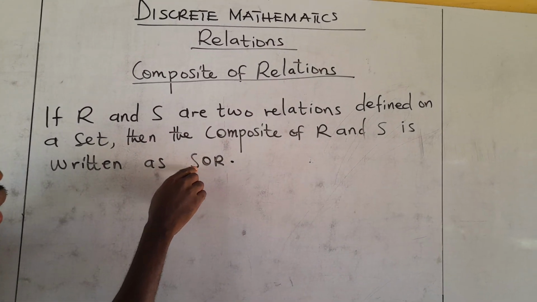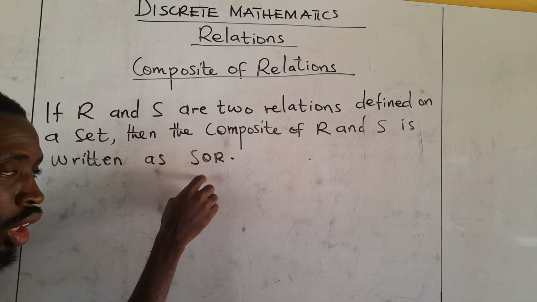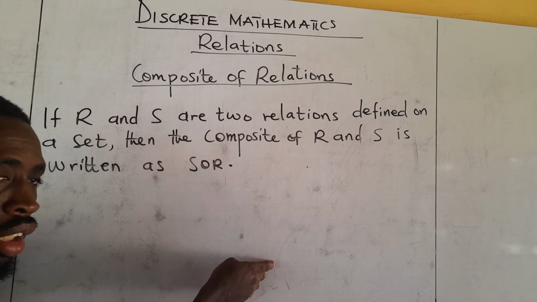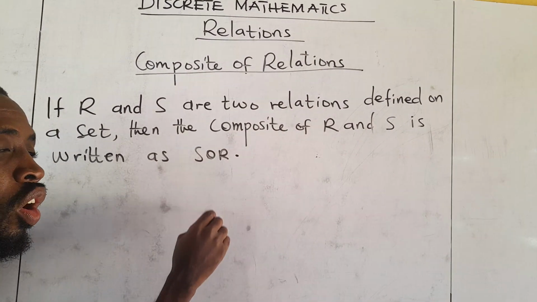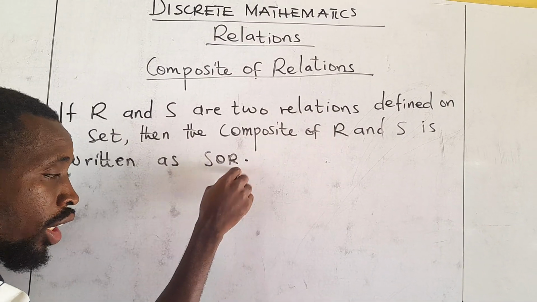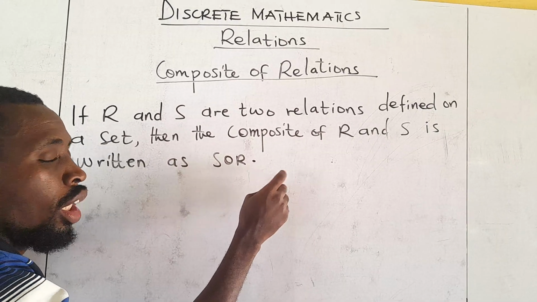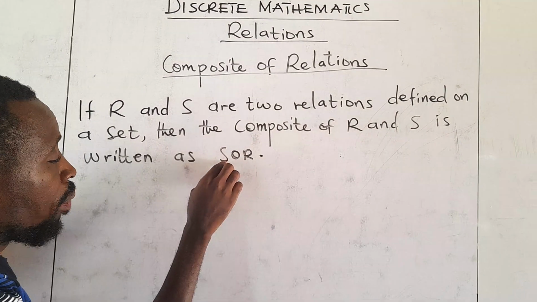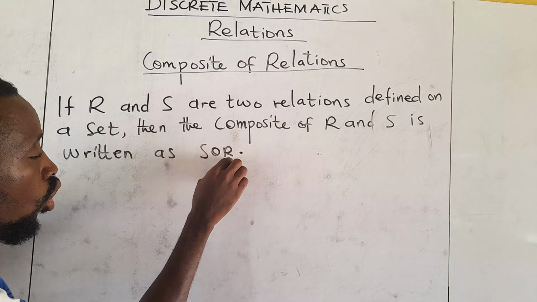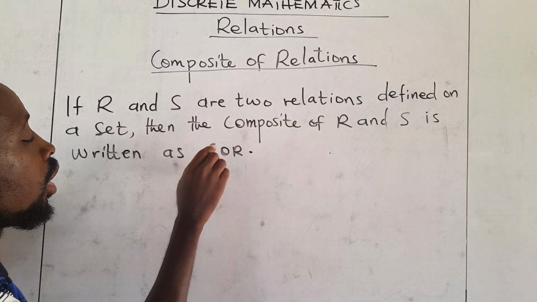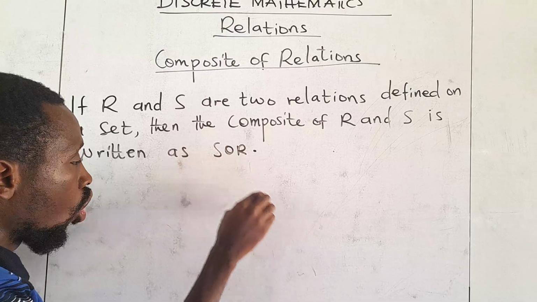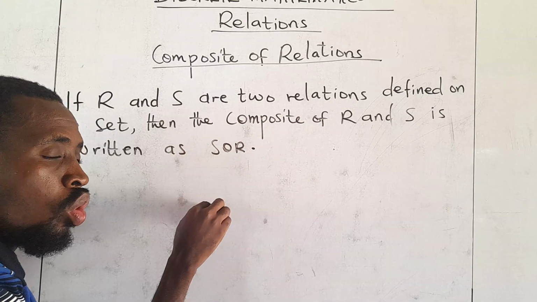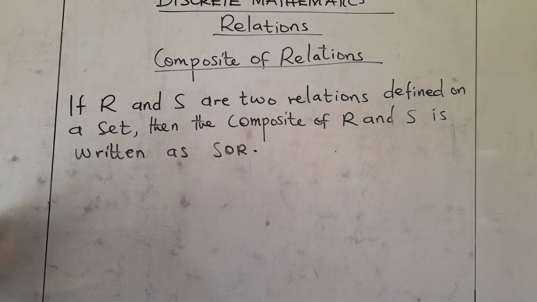If the second element of the ordered pair in R corresponds with the first element of the ordered pair in S, then the first element of the pair in R will relate to the second element of the pair in S. Let me take it again. You match each and every ordered pair in S against each and every ordered pair in R. If the first element of the ordered pair in S corresponds with the second element of the ordered pair in R, then the first element in R will relate to the second element in S.